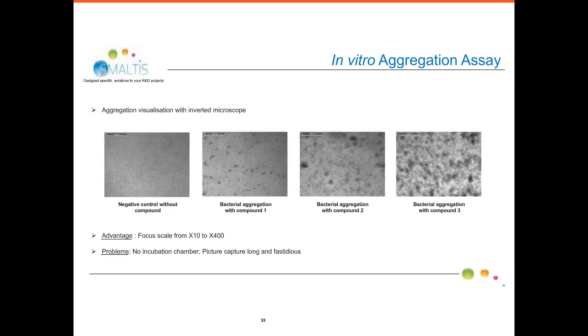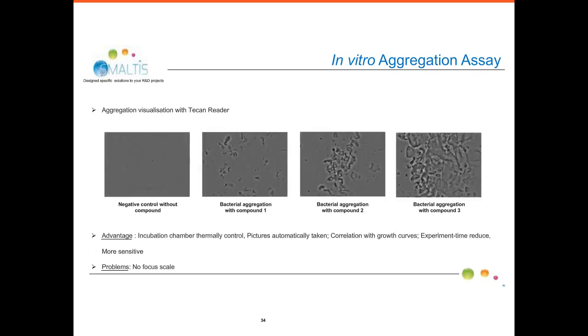So you can look very specifically at a targeted point in the well. But this is clearly not adapted to this experiment, because you must incubate your plate in a separate incubator, and so you must stop the bacterial growth to take the picture, because this aggregation assay is performed continuously during 5 hours. While when you use the Tecan reader, and of course the camera included, you can incubate your plate directly in the incubation chamber, and so your pictures are taken automatically.